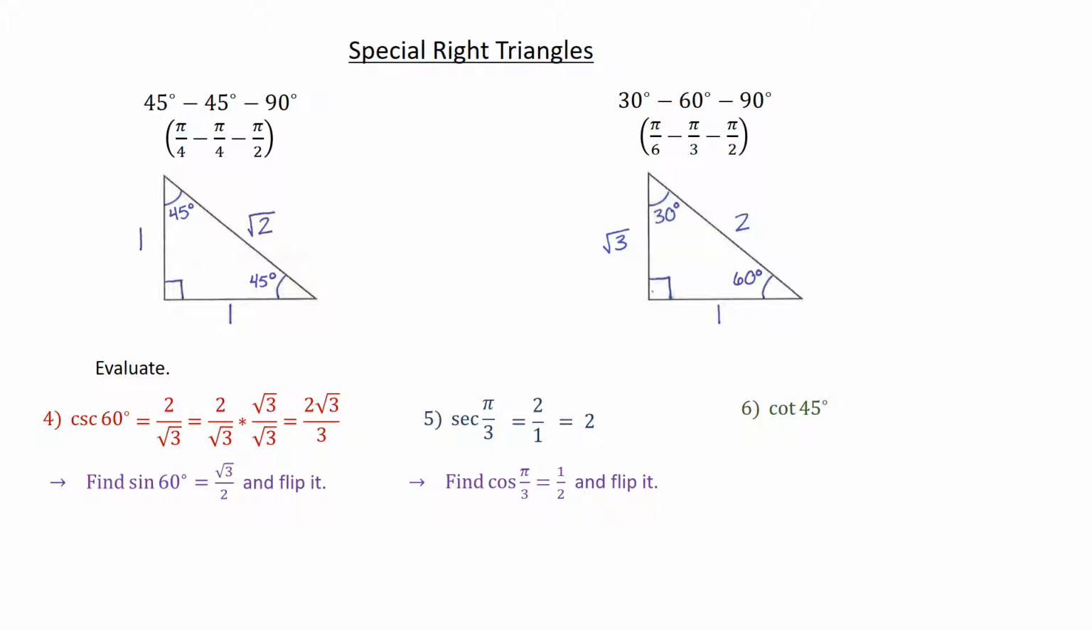Now let's look at cotangent of 45 degrees. We're going to find tangent, and we're going to flip it over. So if we go to the 45, 45, 90 triangle, I can use either 45 degree angle that I want. I'm going to use the bottom one this time. Remember, tangent is opposite over adjacent. So opposite the 45, I have 1. Adjacent, I have 1. So if I flip 1 over 1 over, I still get 1. So cotangent 45 is 1.